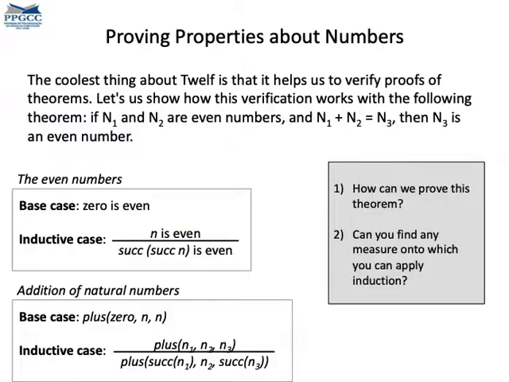But Twelf really shines when we need to write theorems and prove them. For instance, let's try to prove the following theorem. If any1 and any2 are even numbers, and any1 plus any2 is any3, then any3 is an even number. How can you prove that?